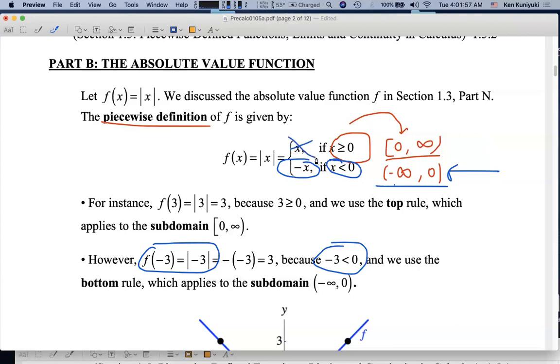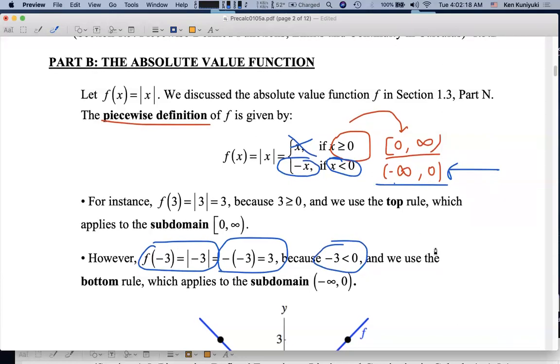We don't care about this rule whatsoever if x is negative 3. Well, the absolute value of negative 3 is going to be the opposite of negative 3. And the opposite of negative 3 is positive 3. So the absolute value of negative 3 is positive 3, according to the bottom rule. The top rule is irrelevant as far as negative 3 is concerned. So basically, the value of the input, or argument, tells you which rule to apply, and you apply the rule in order to evaluate the function at that value of x.